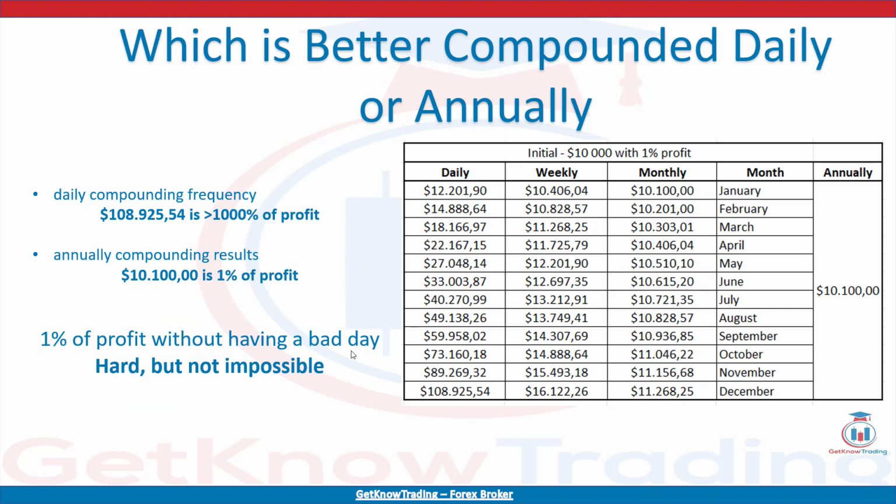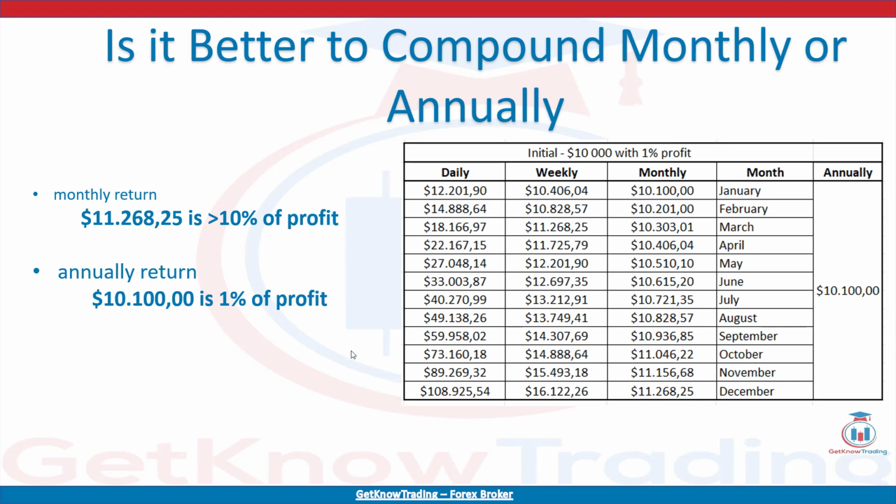Which is better, compounded daily or annually? By simply checking the end of the year, you can see that you would make more than 1000% if you have a daily compounding frequency compared to annually. You see that annual compounding would give you only 1% return on a $10,000 investment. So, if you can, the best is to have daily compounding frequency. But is that really possible? Can you make 1% of profit without having a bad day? Hard, but not impossible.